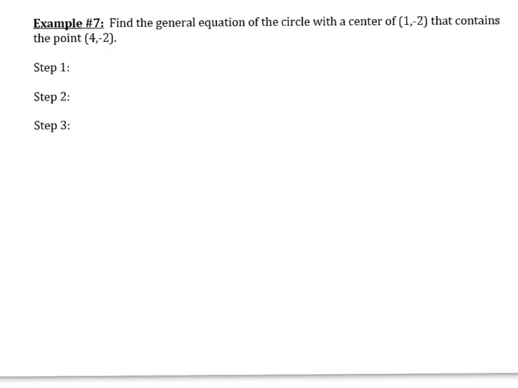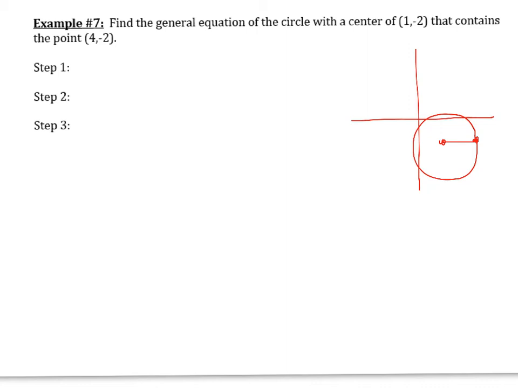All right, in this final example, we were asked to find the general form of the equation of a circle that's centered at 1, negative 2, that contains the point 4, negative 2. And I always say, it's best if you draw yourself a picture. So center at 1, negative 2, somewhere right around here, and then it contains the point 4, negative 2, so over 4 down 2. We got a circle that looks something like this. And here's our center, and here's our point that we're given. We need to find the general equation of this circle.